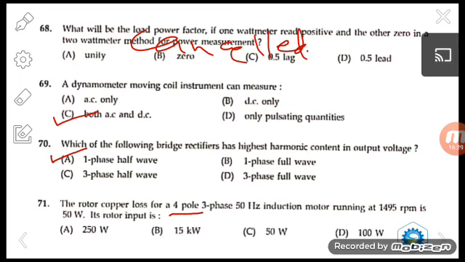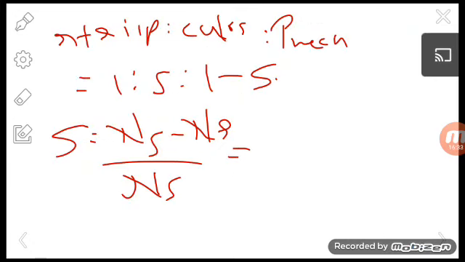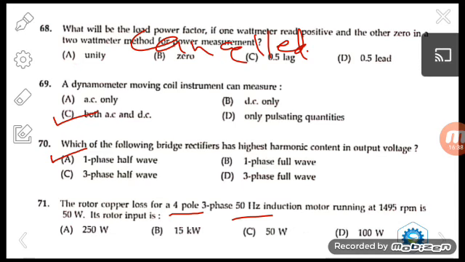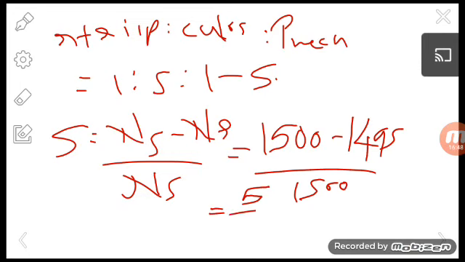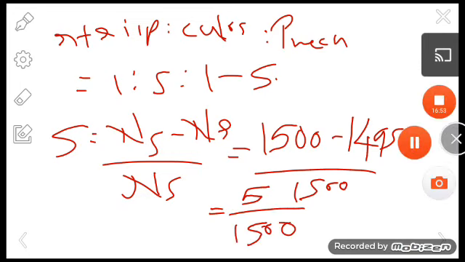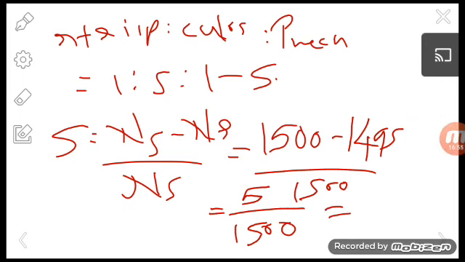Here it is a 4-pole, 50 Hz machine. So using the equation 120 F by P, we will get Ns as 1500. Minus Nr, which is 1495, by 1500. So the value of slip we get as 5 by 1500, which is equal to 1 by 300. So slip will be 1 by 300.